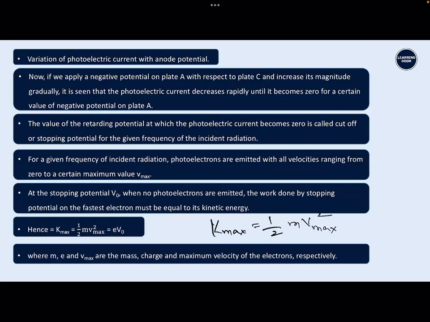So who is giving it maximum kinetic energy? It is the velocity with which it comes, because mass of all the electrons are same. Correct? So this will be equal to E into V naught, where V naught is what is called as the stopping potential.